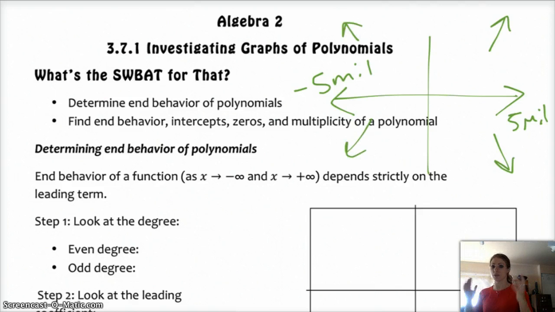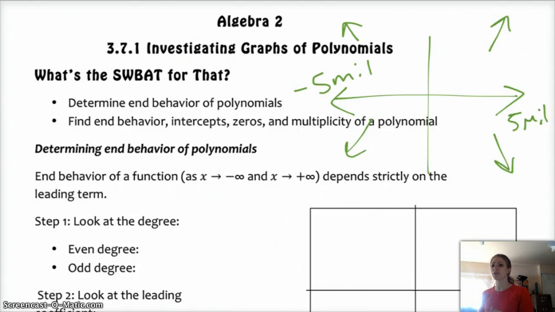It's like, as x gets really, really big, or really, really negative, does it go up? Does it go down? What's happening? Do both ends go up? Do both ends go down? Does one go up and one go down? So we've got all these things happening on the ends. So that is what end behavior really means conceptually.